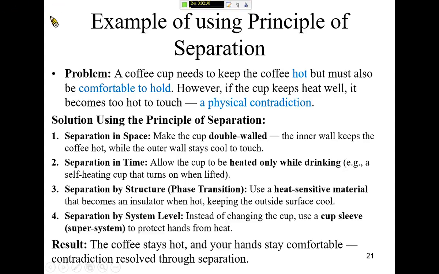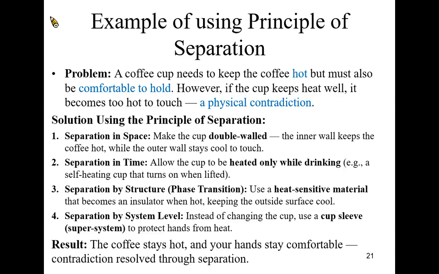Next, we provide another easy, simple example of using the principle of separation. Our problem uses the coffee cup as the target. A coffee cup needs to keep the coffee hot, but also be comfortable to hold. However, if the cup keeps heat, it becomes too hot to touch. So it's a physical contradiction because we are talking about a single thing, the coffee cup.